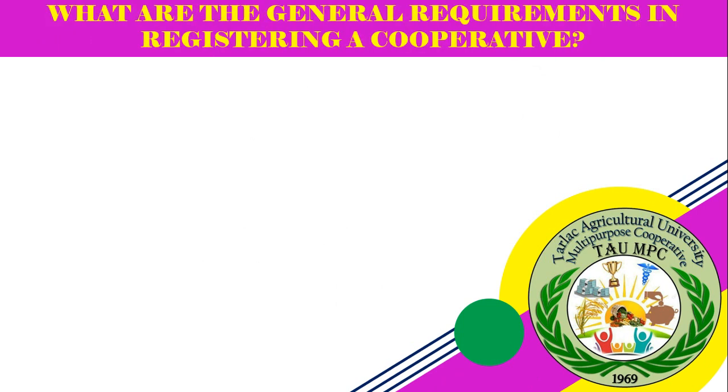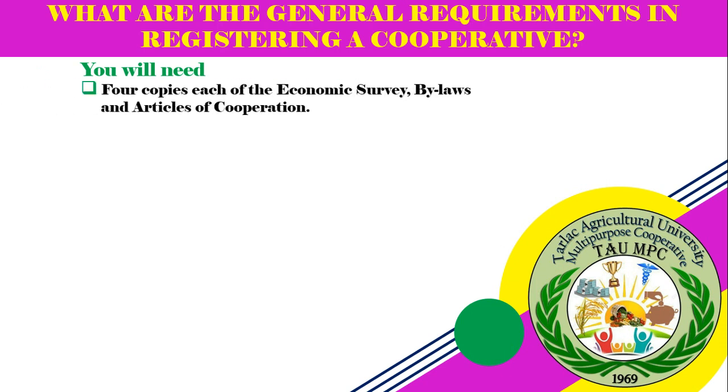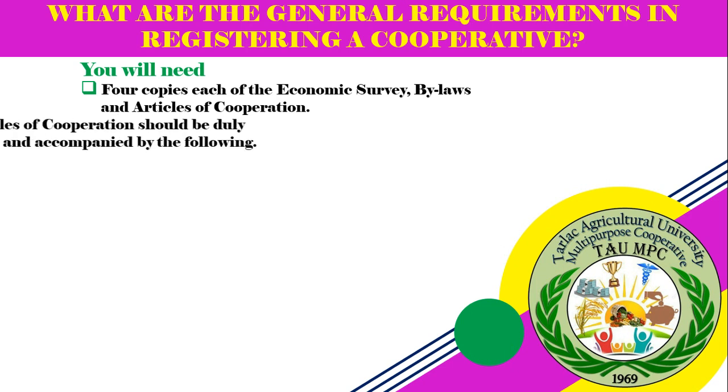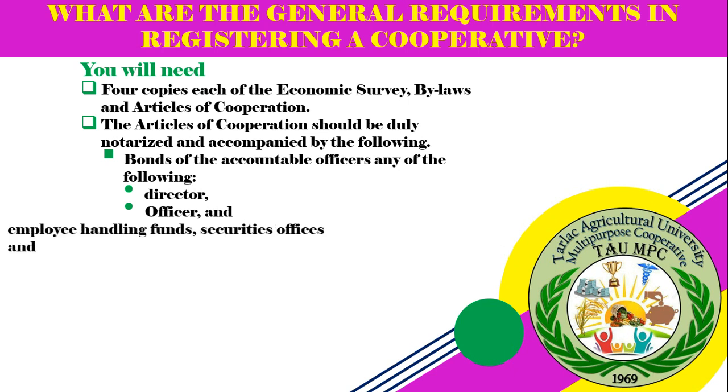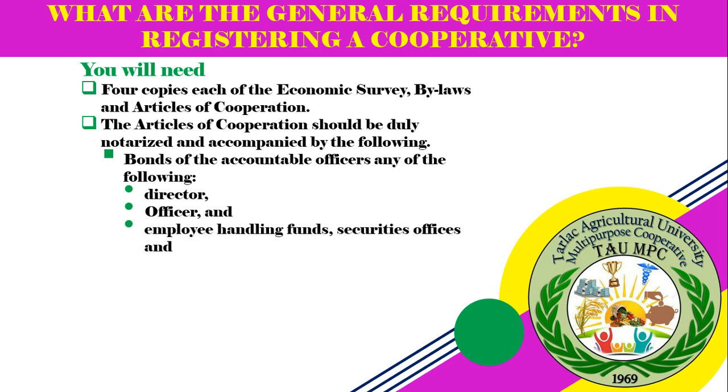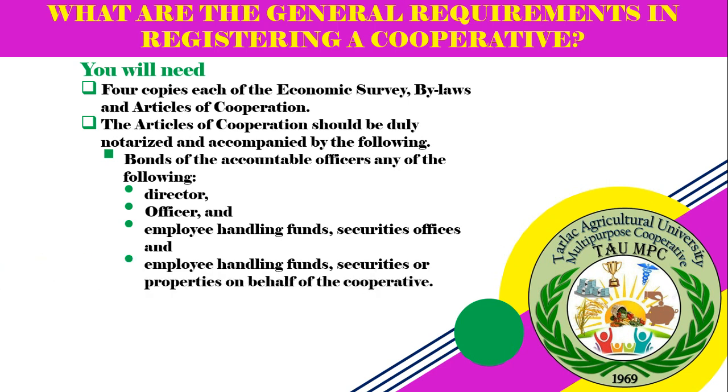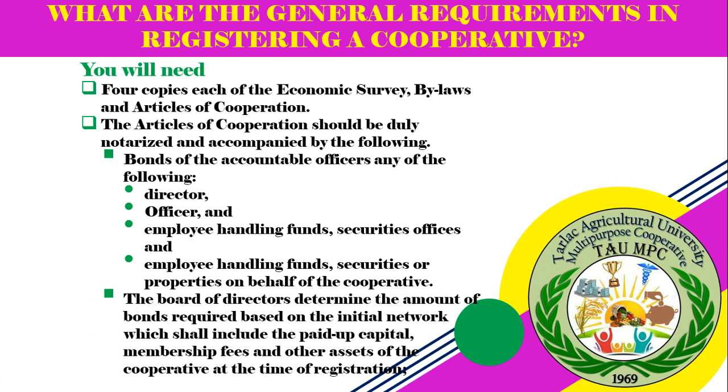What are the general requirements in registering a cooperative? You will need 4 copies each of the economic survey, bylaws, and articles of cooperation. The articles of cooperation should be duly notarized and accompanied by the following: bonds of the accountable officer, any of the following: director, officer, and employee handling funds, securities, or properties on behalf of the cooperative. The board of directors determines the amount of bonds required based on the initial net worth, which shall include the paid-up capital, membership fees, and other assets of the cooperative at the time of registration.